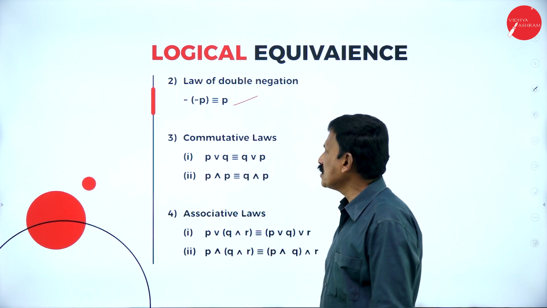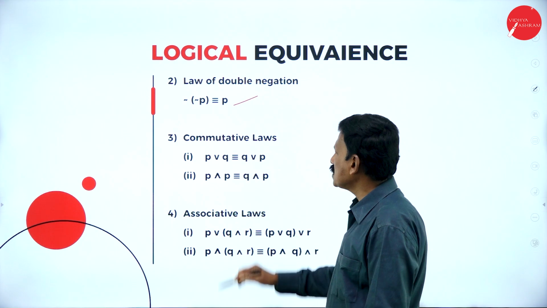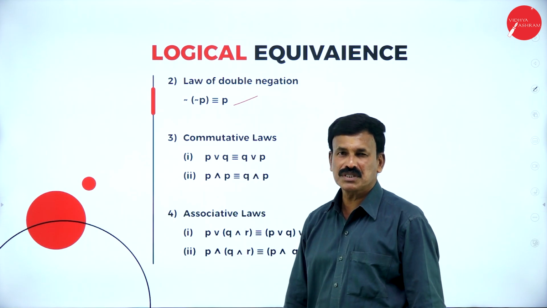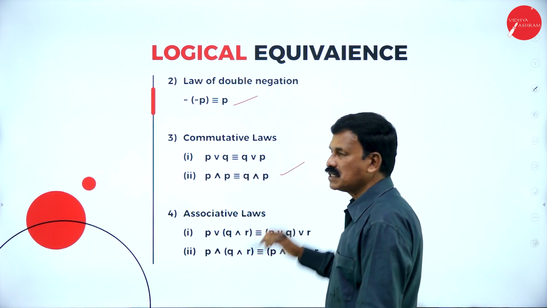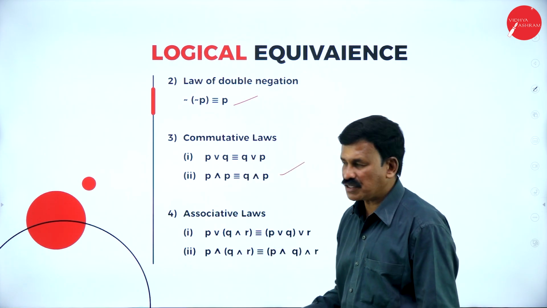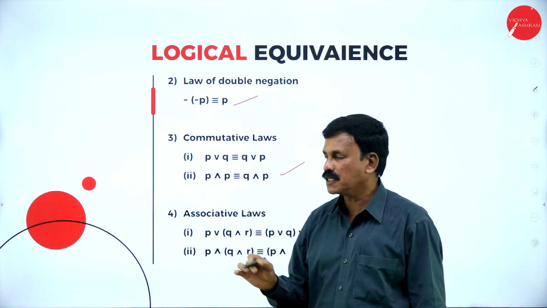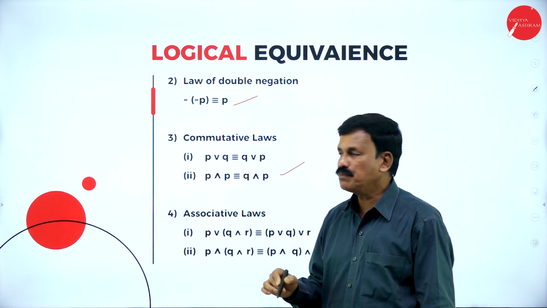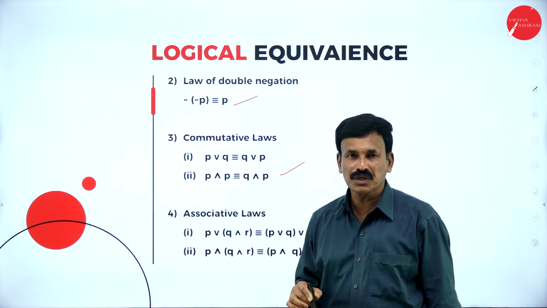Commutative laws. What are commutative laws? P disjunction Q is also equal to Q disjunction P. Similarly, P conjunction Q is also equal to Q conjunction P. Right? That is nothing but in algebra A star B is equal to B star A. So, if it is disjunction, P disjunction Q is also equal to Q disjunction P. Similarly, P conjunction Q is also equal to Q conjunction P.